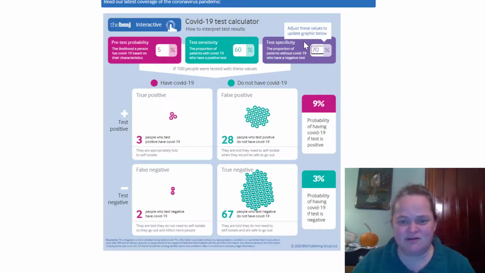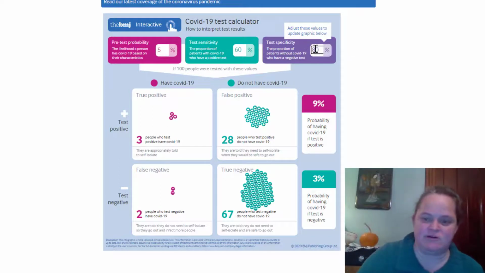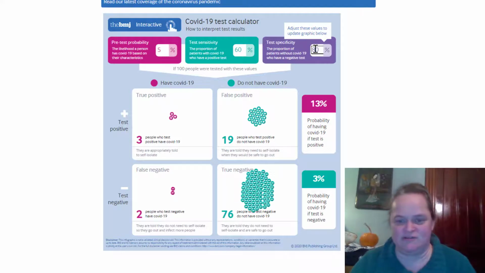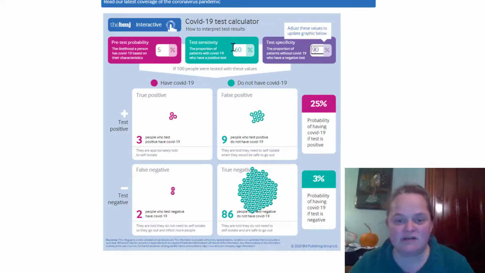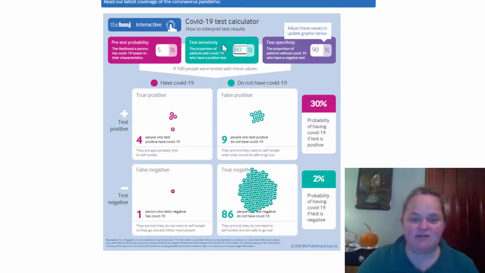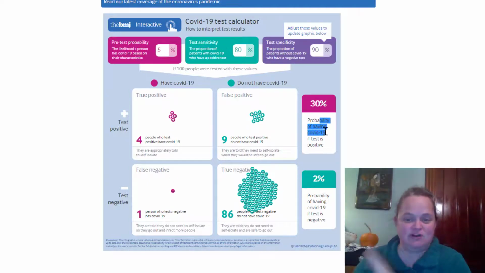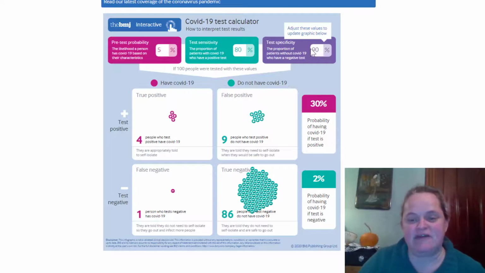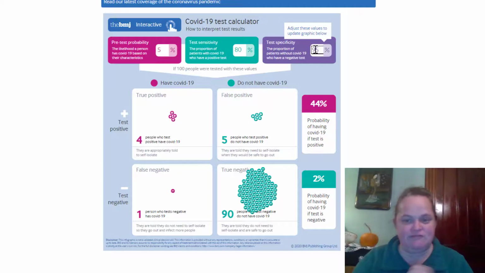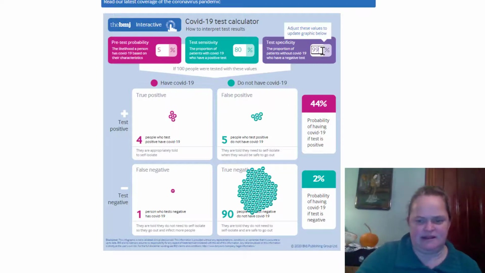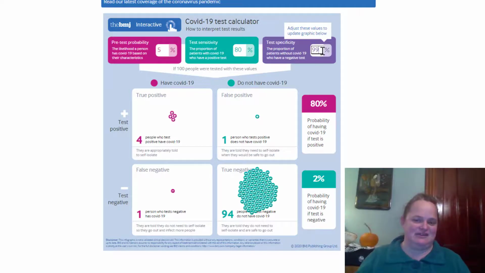I'm still being outnumbered by all of these false positives. 90%. Okay, we're getting closer now. I'm going to push this up to 80%. Okay, we're at 30%, that if you have a positive result, you actually have it. Let's do 95%. Okay, 44%. That's what we saw before, 5 to 44. Let's see, 99%. Is it going to improve? So 99%, I have an 80% chance of actually having it.